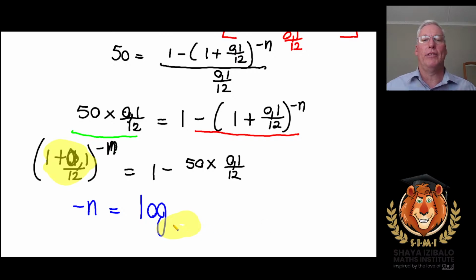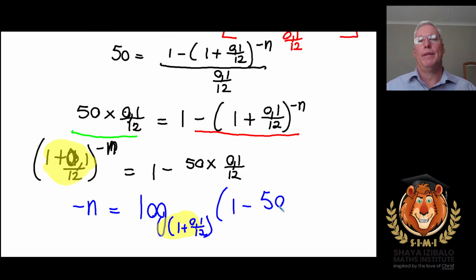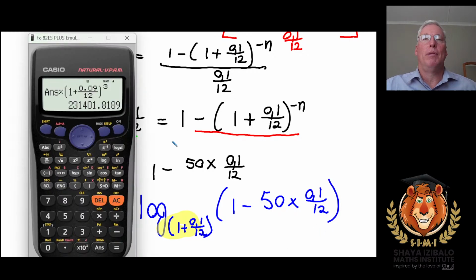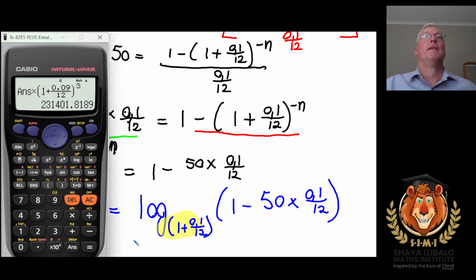It's quite hectic that we've got a base like that, but it doesn't matter. We've got a calculator that's going to sort it all out for us. The base is 1 plus 0.1 over 12, and the thing that I'm finding the log of is 1 minus 50 times 0.1 over 12. Let's bring up our calculator, take a deep breath, and see what answer we get. Hopefully we haven't made any silly errors here.